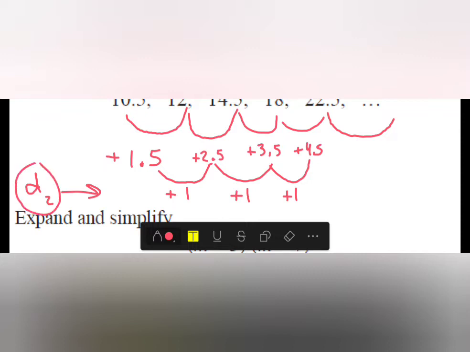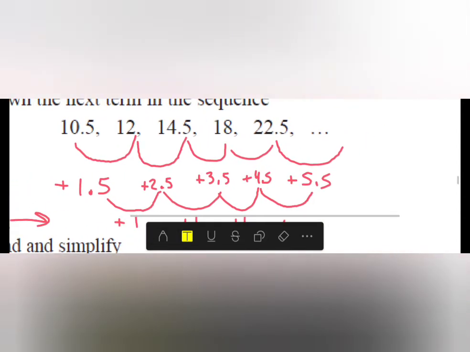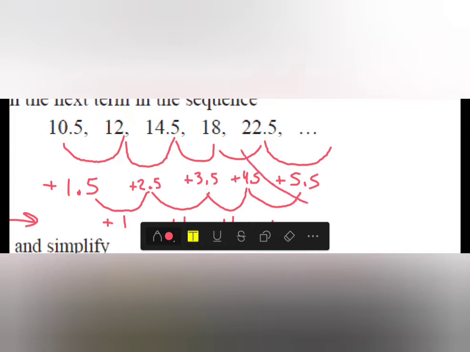Now, to find the next term, I have to add 1 here. So I'm going to add 1. It's going to be 5.5. And then I'm going to take the 5.5 and add it to what? To 22.5 to find the answer of the question. So I'm going to say 22.5 plus 5.5. And the answer is 28.